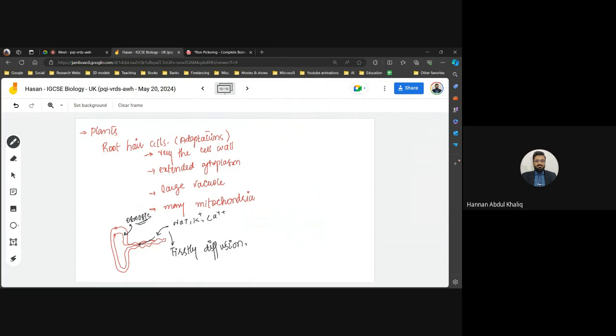Why would the active transport occur after the diffusion? First, you would do the diffusion for the sodium, potassium, calcium. Why? I'm not sure.